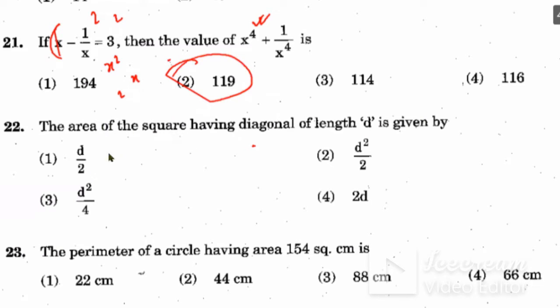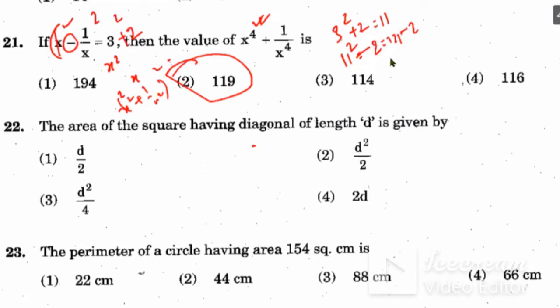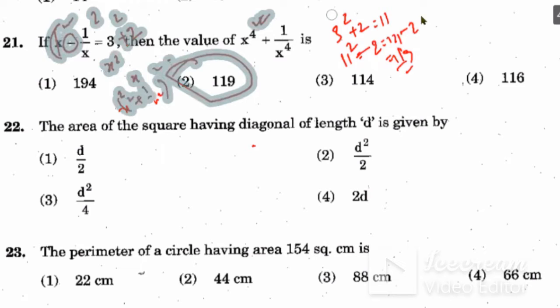Now for this question you can have a shortcut. If you want to remember, if you have minus here, then you have to subtract. You have to add 2 in this square: 3 square plus 2, that is equal to 11. Then again, x square plus 1 upon x square, if you square it, you have to subtract 2 from the square of this. That is 121 minus 2, that is 119.